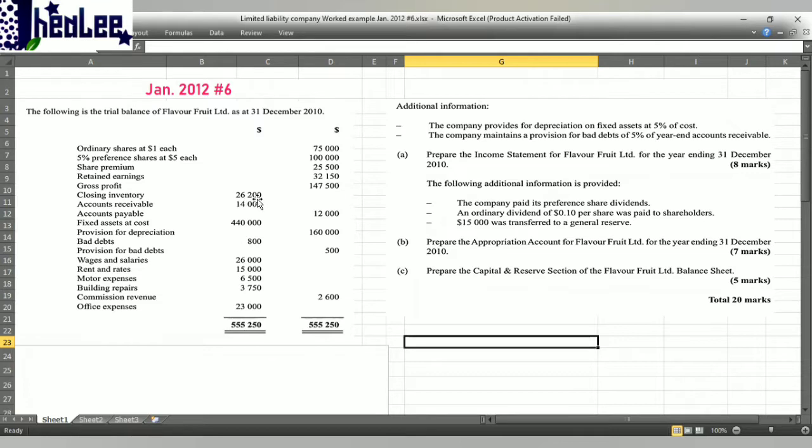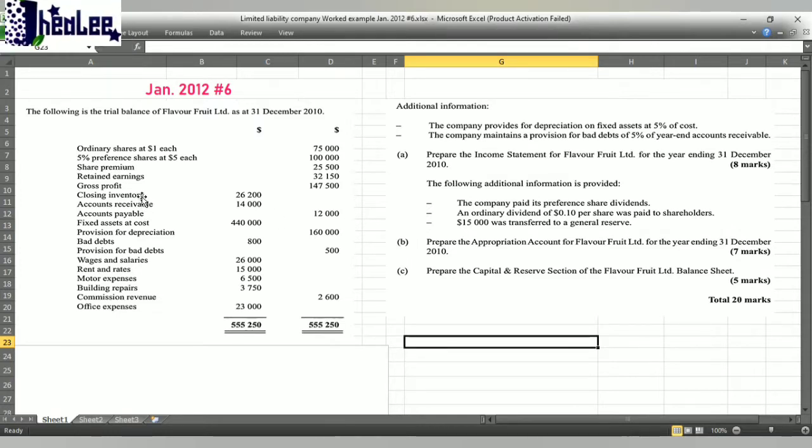Once you see gross profit, like in this question, gross profit is there, so it means that you're going to start from gross profit. If gross profit is not presented and you're seeing sales, purchases, all those details used to generate your gross profit, then you'll have to start from there and then proceed in calculating your net profit.